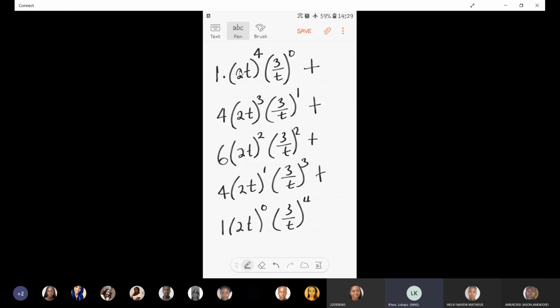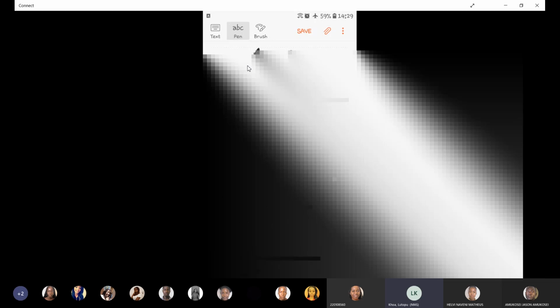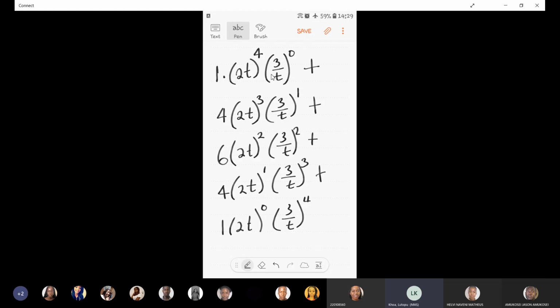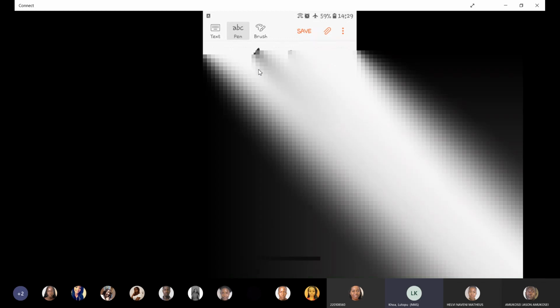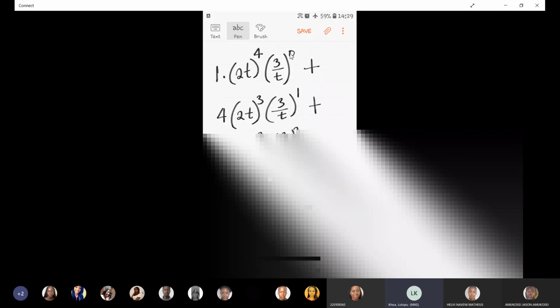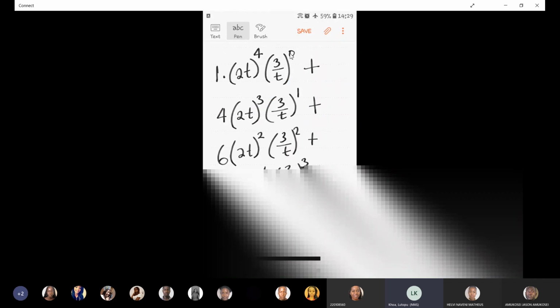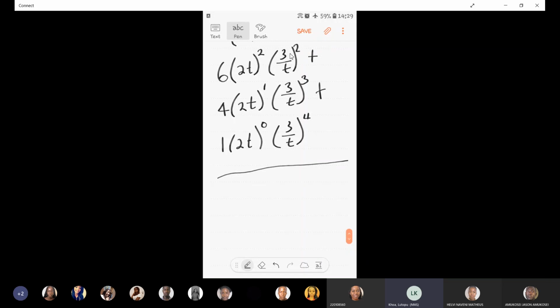Now you'll notice when I'm multiplying these two, the first t is in the numerator, and this one is in the denominator. There will be some cancelling that will take place. But when I first rewrite them, I must make sure that the exponents of a and b always add up to 4. Okay, so let us simplify. So for the first one, I get 2 to the power of 4 times t to the power of 4, which is 16 t to the power of 4.